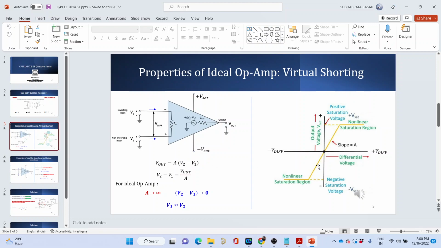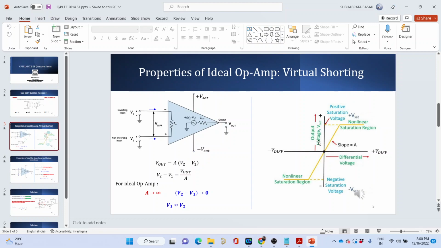But this gain, I am saying it is infinity. So this slope would be far steeper. It would be parallel to the y-axis. Then only it is going to be steep, right? Do you agree with me? Yes, sir. Gain equal to infinity means the slope is infinity. That means it is almost a vertical line, correct? Yes, sir.